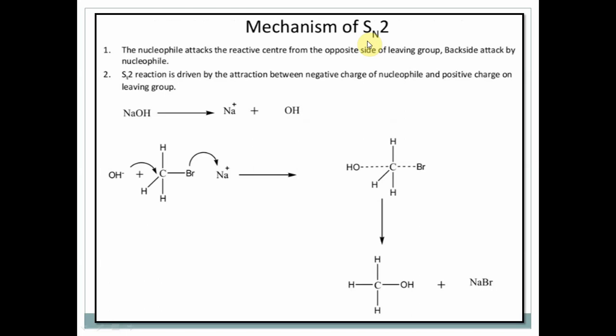Mechanism. Nucleophile attacks the reactive center from the opposite side. This nucleophile will attack this carbon from the opposite side, and from the other side Br is leaving. And this is the transition state form. There is a partial bond formation and partial bond breaking taking place, and ultimately we get the product and NaBr.